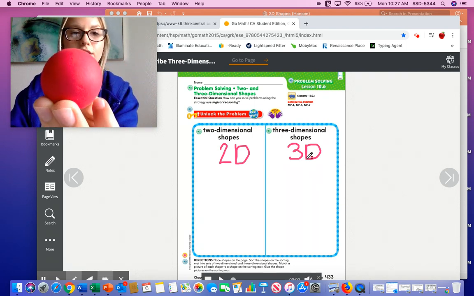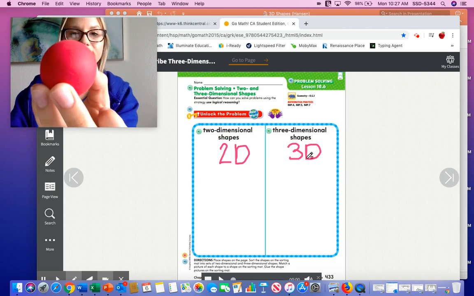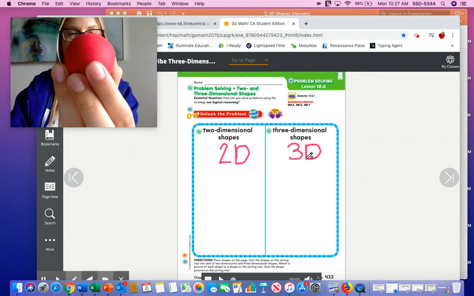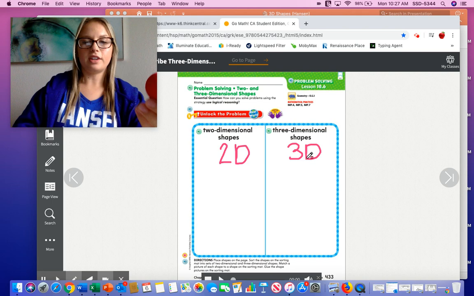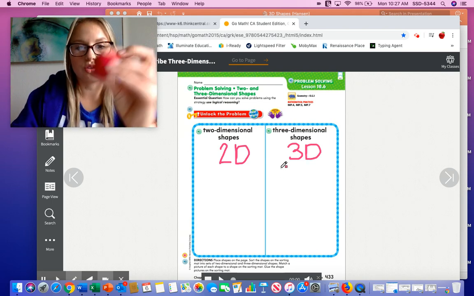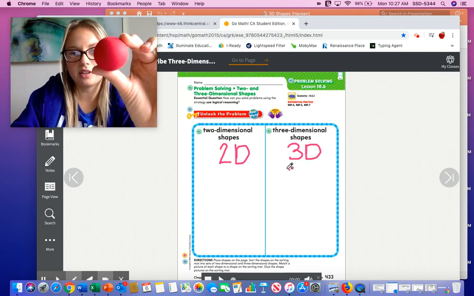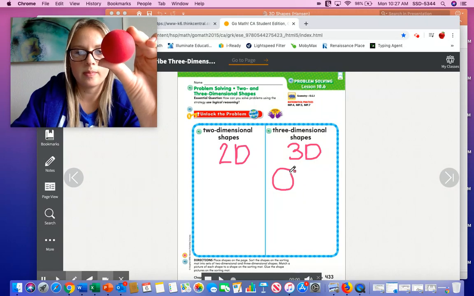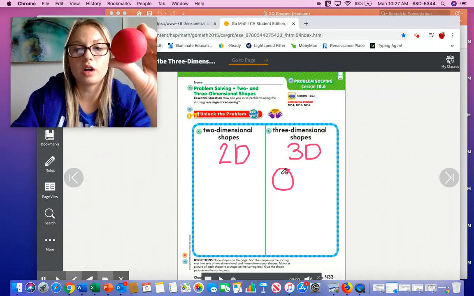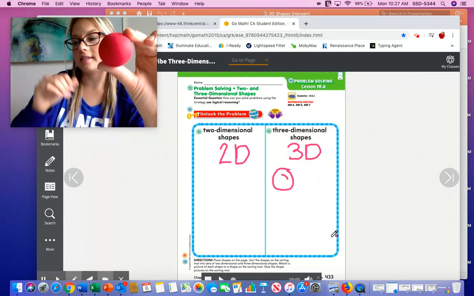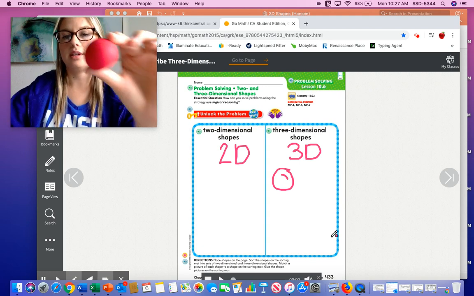Is this 2D or 3D? If you said 3D, you're correct. This is a sphere, right? So let's go ahead and draw our sphere. To draw a sphere, we draw a circle. But to make it look 3D, we draw a little curve, like that. Good job.